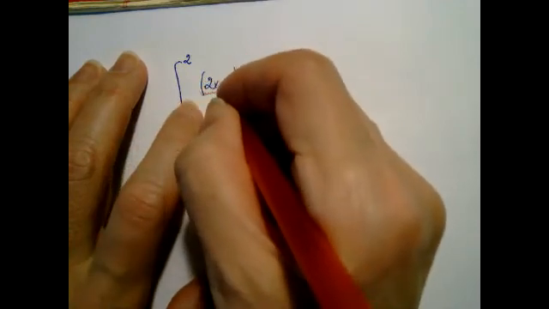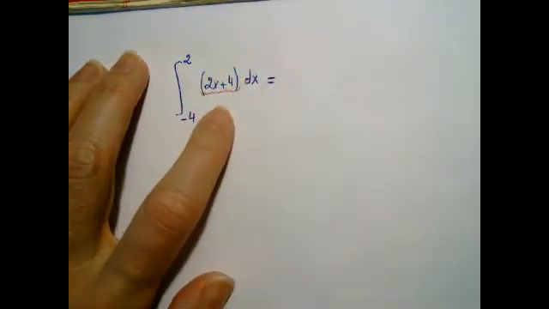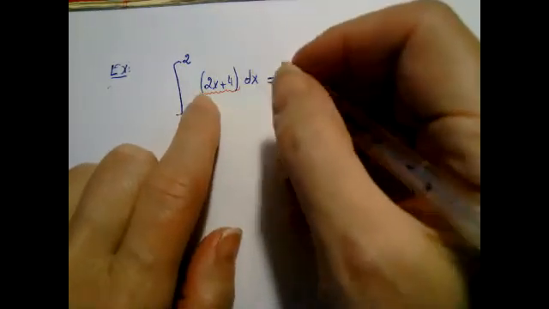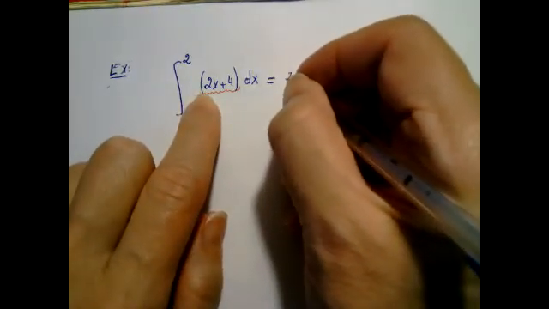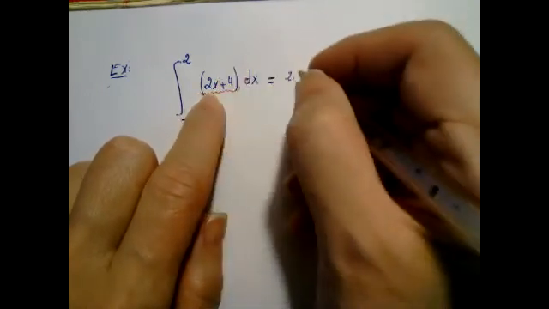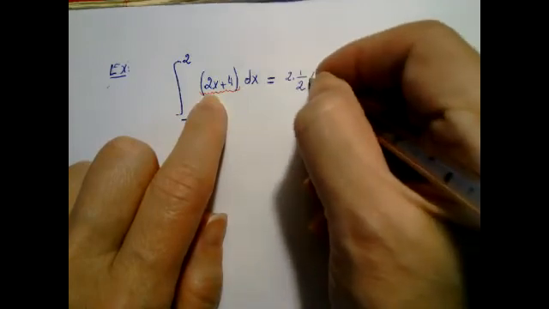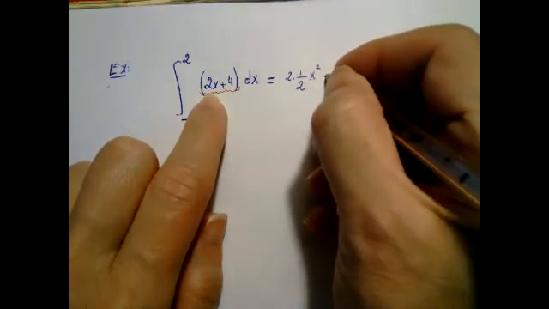What do I need? I need the antiderivative of this function. That's really what I need. Now, what's the antiderivative of this function? 2 is a constant. Antiderivative of x is a half x squared plus.